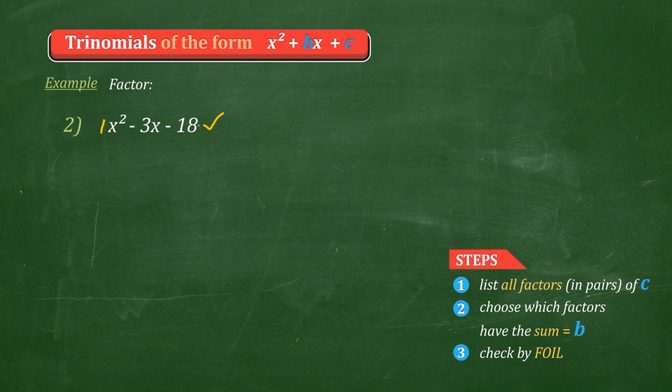Now, let's do this. Step 1. Let's list all factor pairs of c, which is equal to negative 18. We write here 1 and negative 18. Let's also immediately write their opposite, negative 1 and positive 18. 2 and negative 9 is another pair, with negative 2 and 9 as their opposite. And there's more. 3 and negative 6 is another pair, with negative 3 and positive 6 as their opposite.